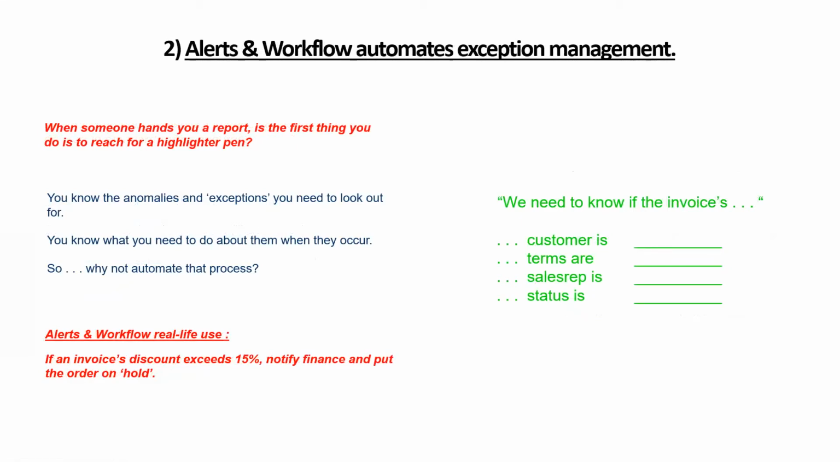We also automate that exception management. So a lot of times when you go and run a report, it tells you everything that's happening, but what it doesn't tell you sometimes is what's not happening. And so when someone hands you a report, is the first thing you do grab a highlighter and start marking things up to find the difference? What are those things that you need to know? And so if an invoice's discount exceeds 15%, notify finance and put the customer on hold, or put the order on hold. So again, just keeping things in front of the right people at the right time when something isn't the way it should be.